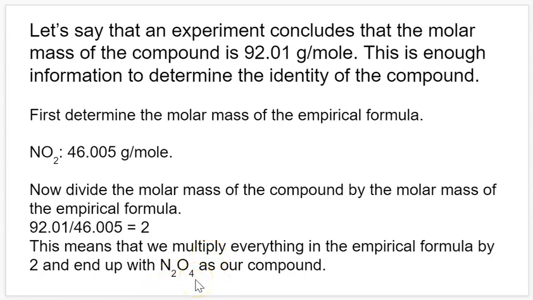Even though we got the formula NO2 from the mass spectrum based off of the 1 to 2 ratio, we know that it's actually a 2 to 4 ratio, and we have that compound that I showed earlier in the slides of those 2 nitrogens attached to each other, each with 2 oxygens coming off of them.